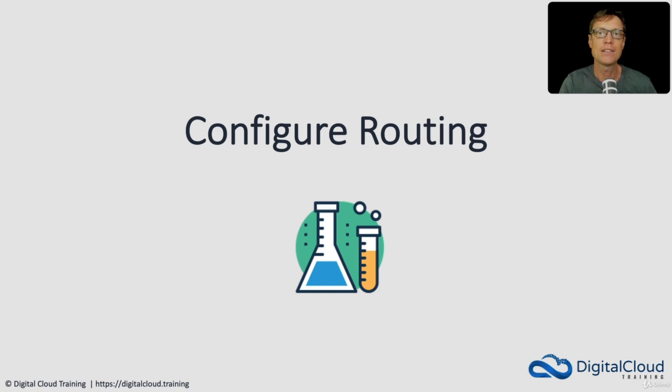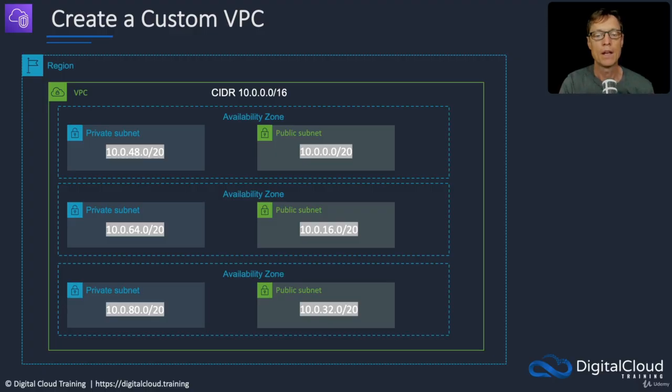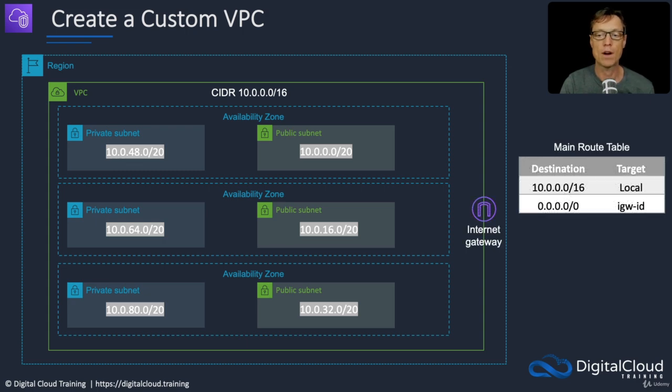Welcome back. In this lesson, we're going to configure routing in our custom VPC. So this is the setup we now have. We have 3 public subnets and 3 private subnets, and each of them has an address block assigned. Now, at the moment, we only have the main route table.